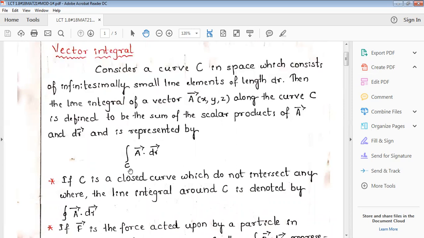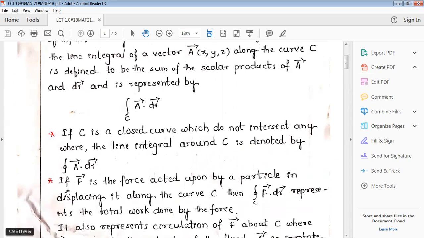Here C is a closed curve which does not intersect anywhere. The line integral around C is denoted by this symbol. So this is read as the line integral of vector A dot dr.